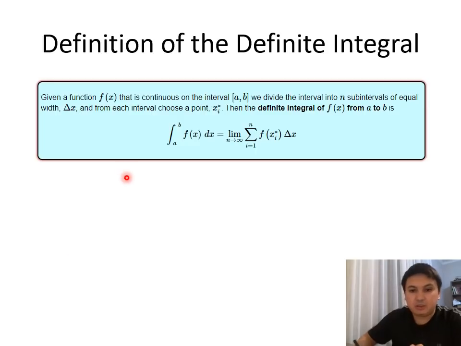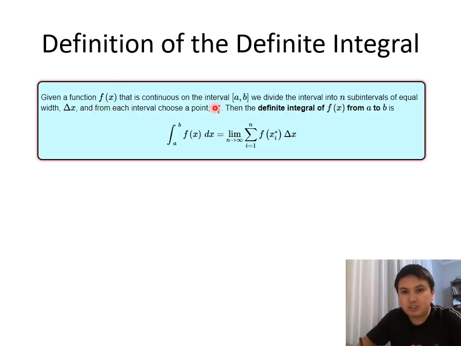So now, how do we define the definite integral using Riemann sums? I'm not going to give the full definition of integrability or integrable functions, etc. I would like to concentrate only on continuous functions because that's what we will be doing mostly. So what is the definition of the definite integral for continuous functions?